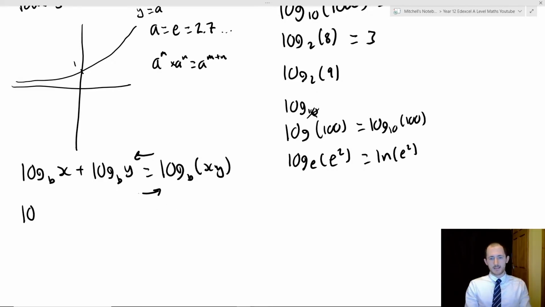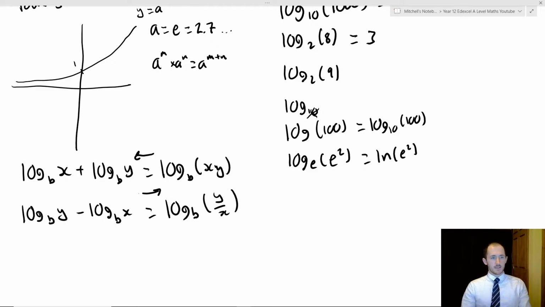So you might be able to guess that if you have log b of y minus log b of x, then you're actually going to be dividing them. And again, you need to be able to do this both ways.